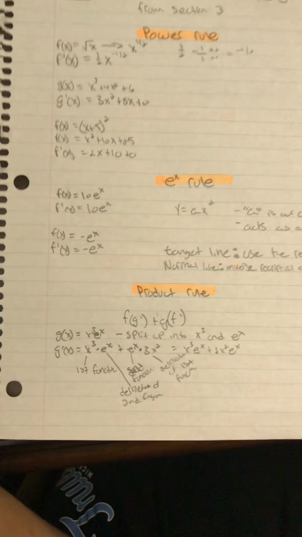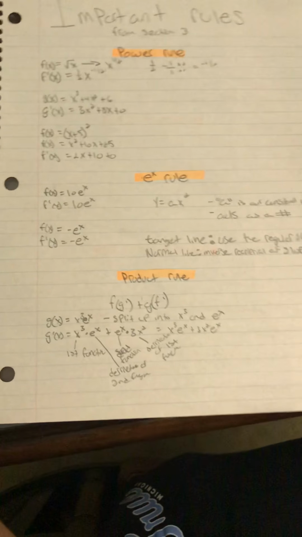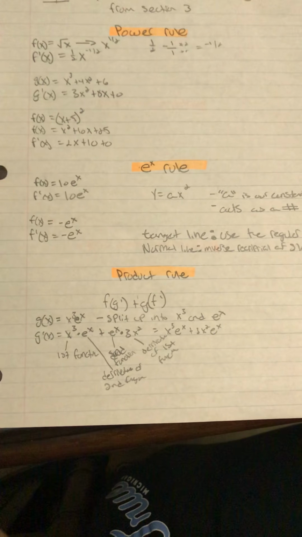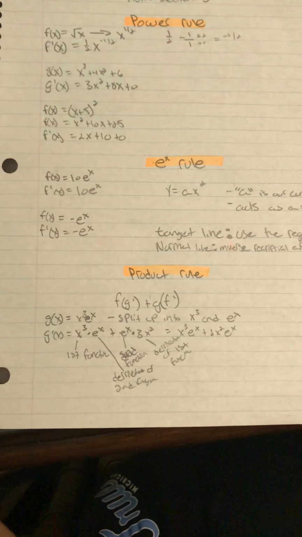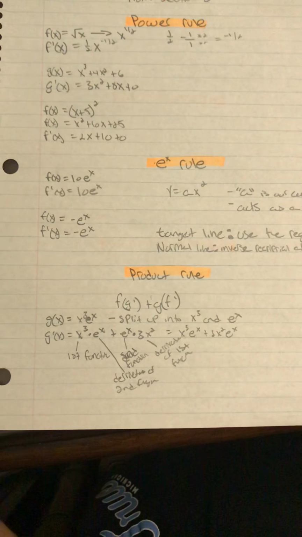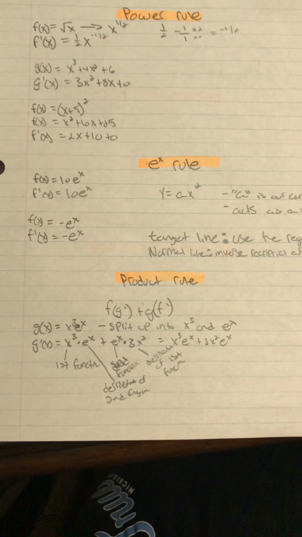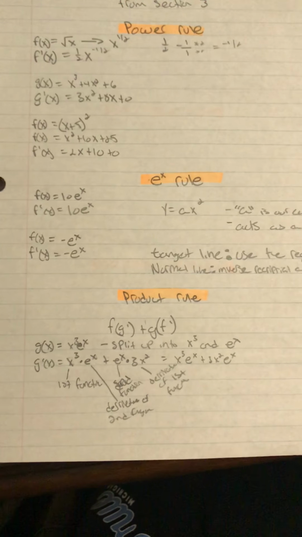Then you have the e to the x rule, which is probably the easiest rule because it stays e to the x. When you differentiate it, it's just e to the x, so it doesn't matter what's in front of it. If it's 10e to the x, it's going to be 10e to the x for the differentiation.